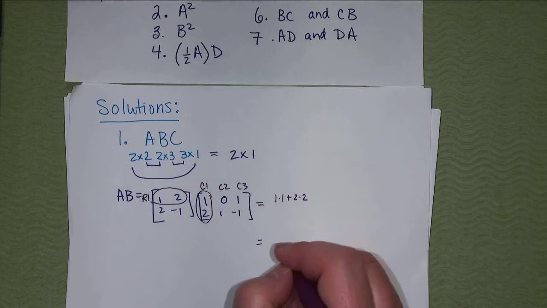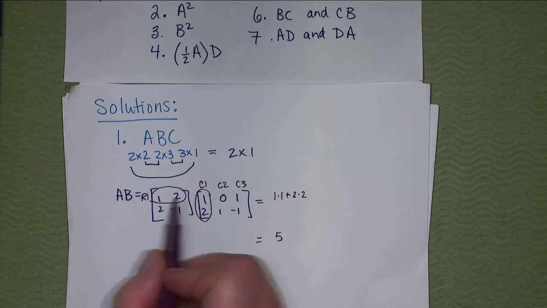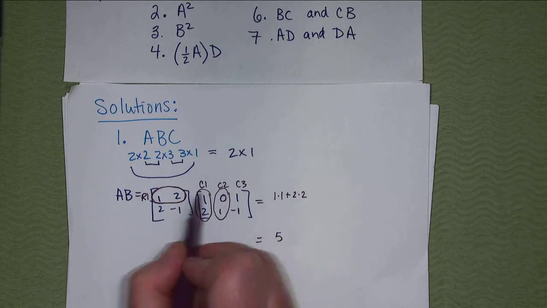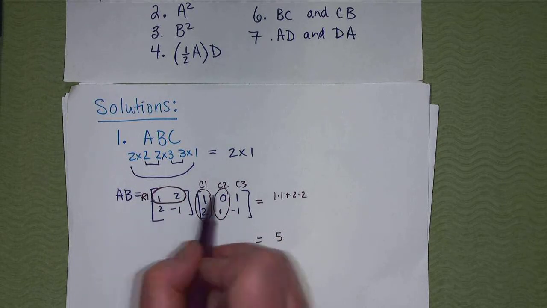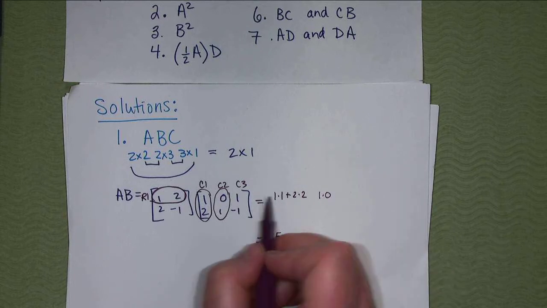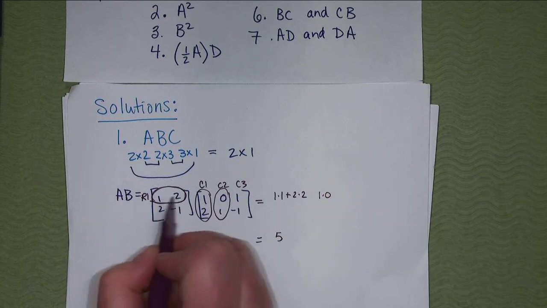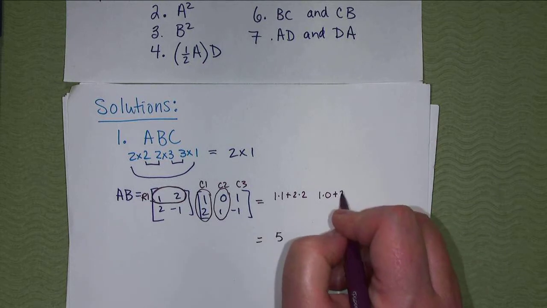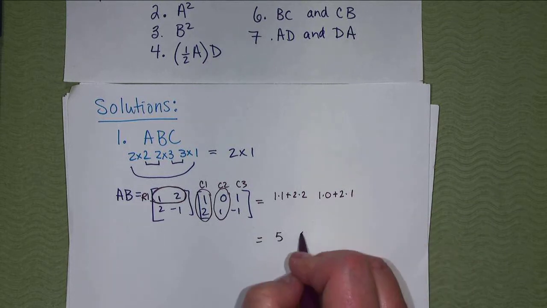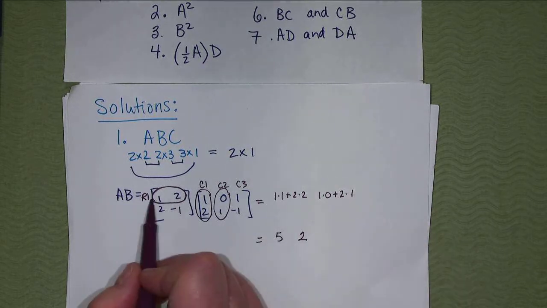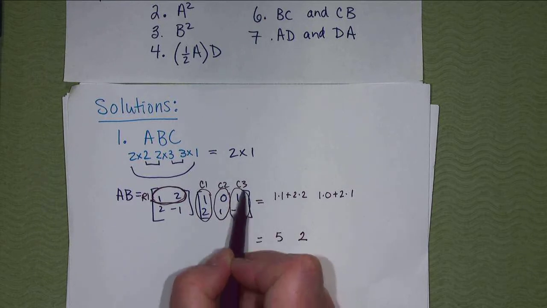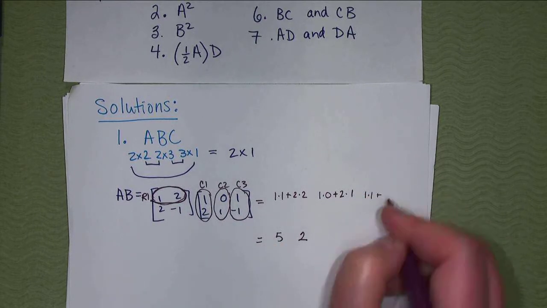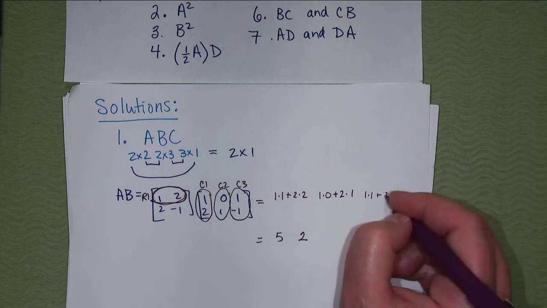So staying with row 1 until you're done. The next dot product is with C2. So 1 times 0, and I'm still in row 1. So 1 times 0 and 2 times 1. So 0 plus 2, it's 2. And staying on row 1 until I'm done with every column. So the next one, 1 times 1 plus 2 times negative 1. So it'll be 1 minus 2, or negative 1.